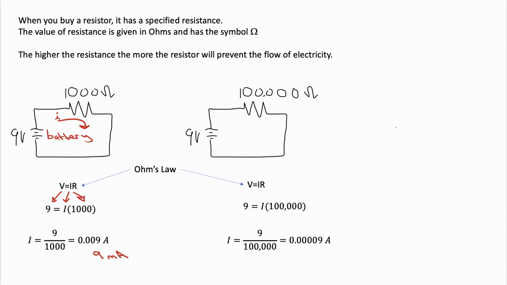If we used a bigger resistor, say 100,000 ohms, or we'd call this 100 kilo ohms, in the same type of circuit where we want to solve for the current, then we would just plug in the 9 volts from the battery and the 100,000 ohm resistor, and solve for I. Then we'd get 0.00009 amps flowing through the circuit, or we would call this 90 microamps.